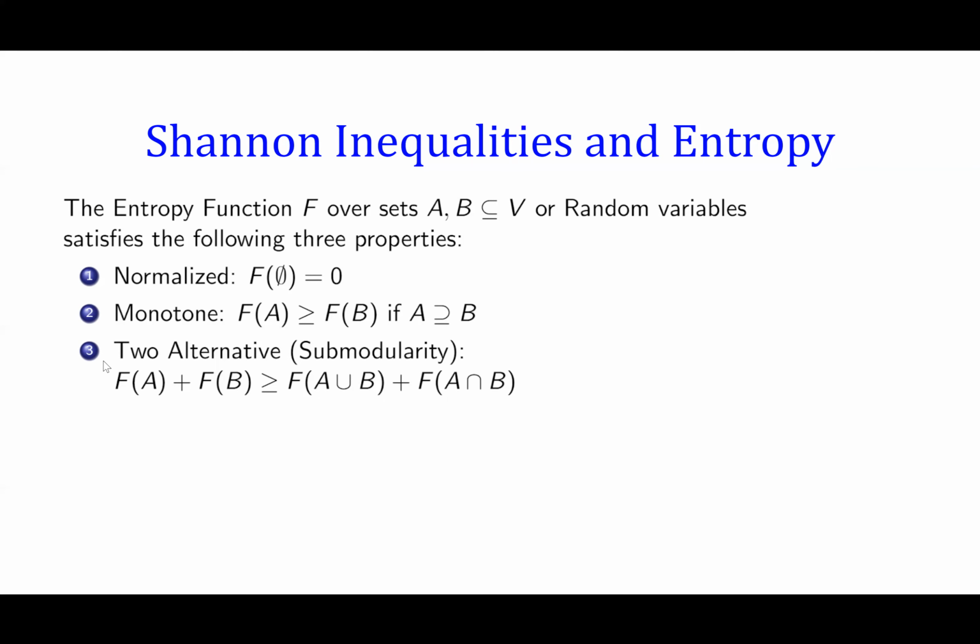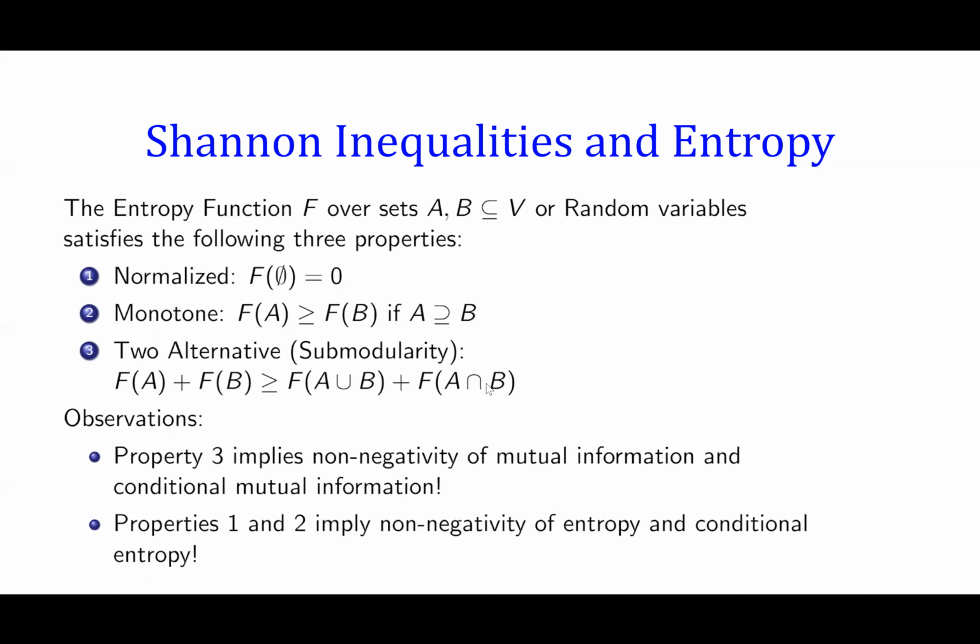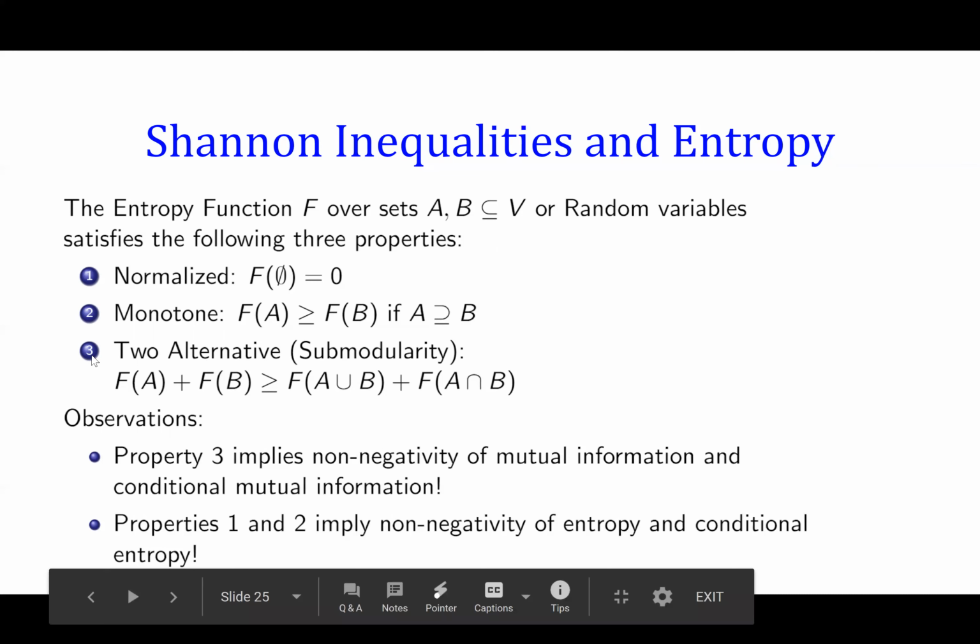The third property is what he called the two alternative property, which is nothing but submodularity: f(A) plus f(B) is greater than or equal to f(A union B) plus f(A intersection B). What is very interesting is that these three properties show the non-negativity of many other information measures as well. Property 3 implies the non-negativity of the mutual information and the conditional mutual information. And properties 1 and 2 imply that both the entropy and the conditional entropy are non-negative.